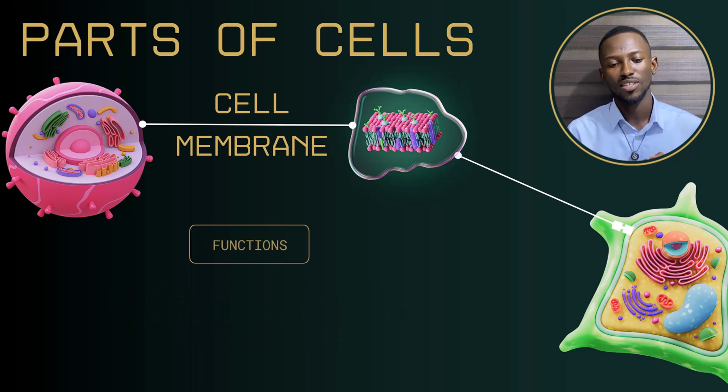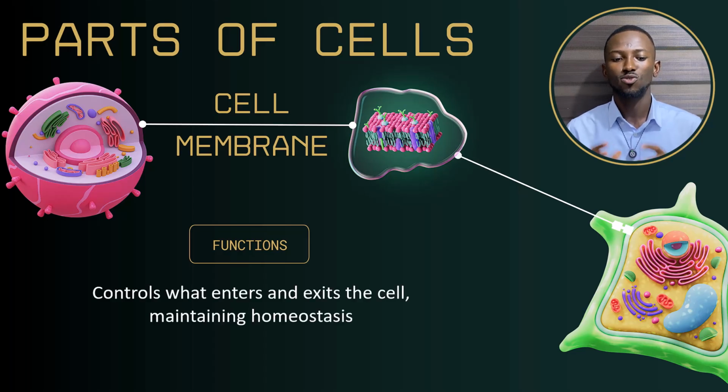What about the functions of a cell membrane? The first function we have is this. It controls what enters and exits the cell, maintaining homeostasis. Remember we said the cell wall is permeable? The difference between the cell wall and the cell membrane is this. The cell wall is fully permeable, but the cell membrane is semi-permeable. Semi-permeable meaning it allows certain substances to enter and allow certain substances to exit. So not every substance is allowed to completely enter or completely exit the cell. And that is done with the help of the plasma membrane or the cell membrane.